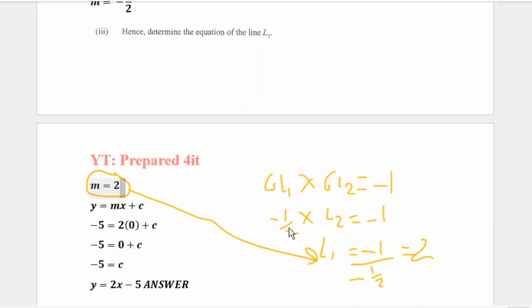The negative reciprocal of this would work out to be a +2. So you didn't even have to work it out because you know the theory. So you could have just went ahead and stated it. The gradient is 2. We can put that in our formula. So therefore, the equation for line 2 is y is equal to 2x minus 5.